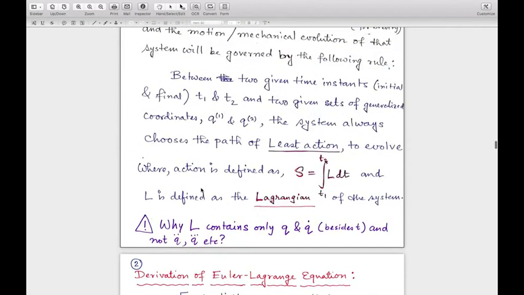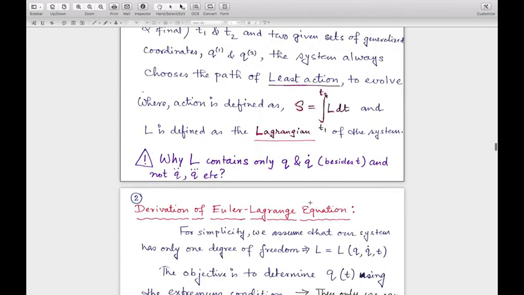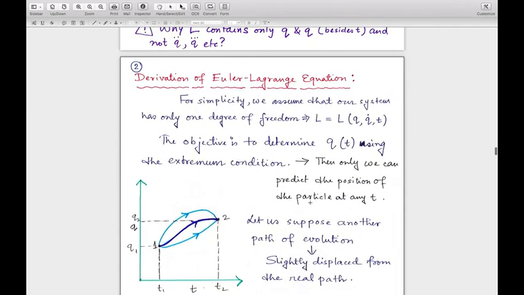So now you have understood, I hope, the principle of least action. Now using that principle, we will derive the equation of Euler and Lagrange. For simplicity, we assume that our system has only 1 degree of freedom. Once again, you now know the meaning of 1 degree of freedom. That will just be specifying one couple of q, q dot.